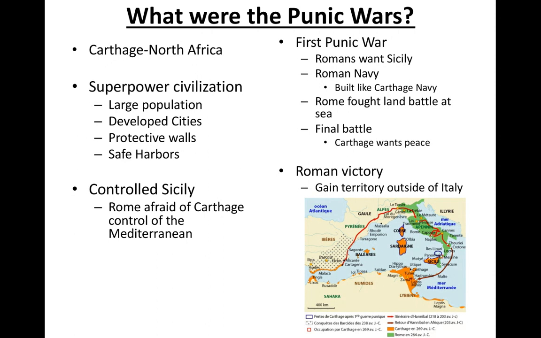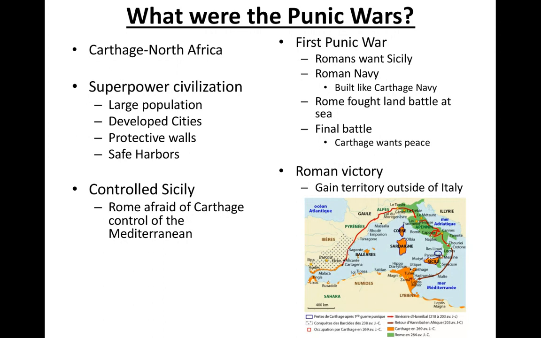They were kind of the superpower civilization of the Mediterranean at this point. They had a very large population. They had very well-developed cities. And the city of Carthage itself had very tall protective walls. And it was a very, very safe harbor. They were wealthy because they controlled trade all throughout the Mediterranean at this point. They also controlled the island of Sicily.